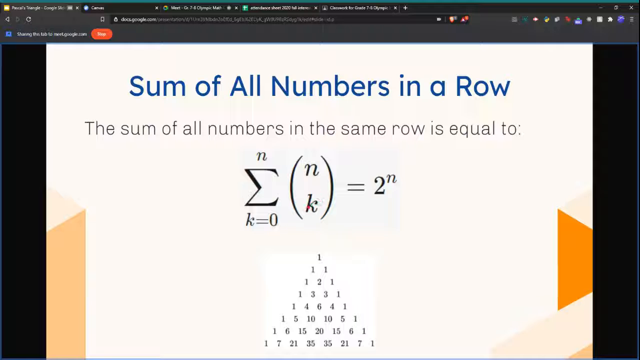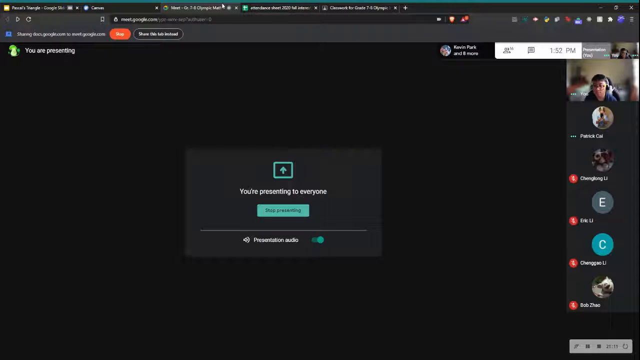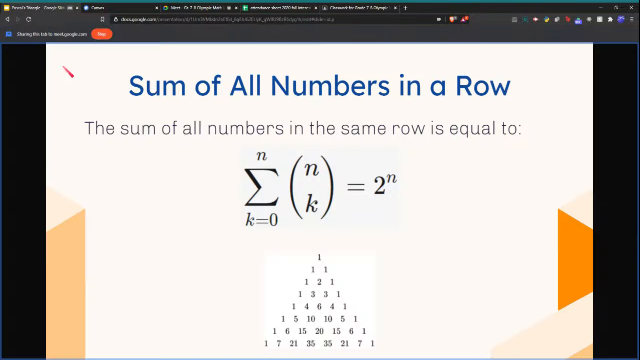So k starts at 0, then goes to 1, then 2, etc., all the way to n, which would be n choose n, which is 1. So you're going from the left side all the way to the right side. That's how this sum works. And then this would just be equal to 2 to the exponent n, where n is the row number. Yep. Are there any questions about this?